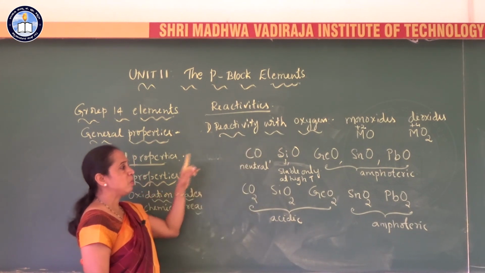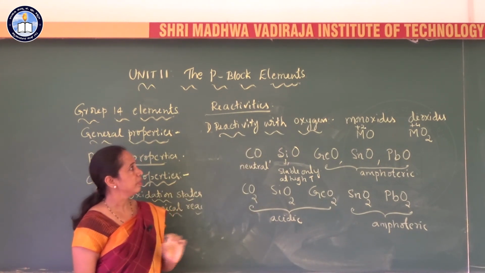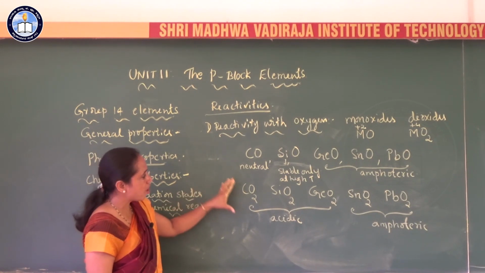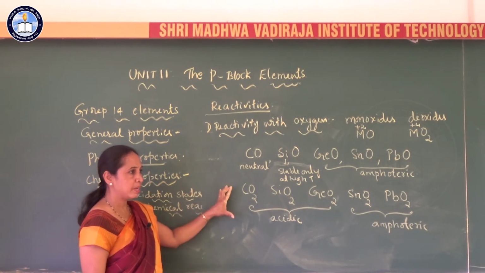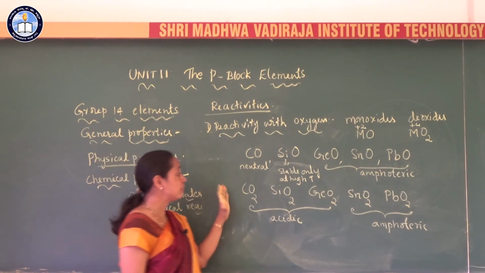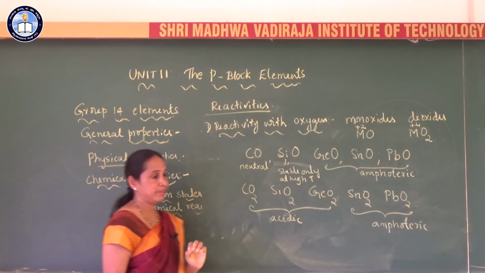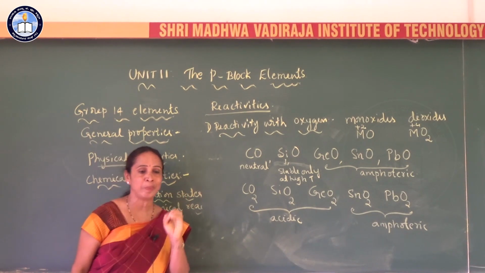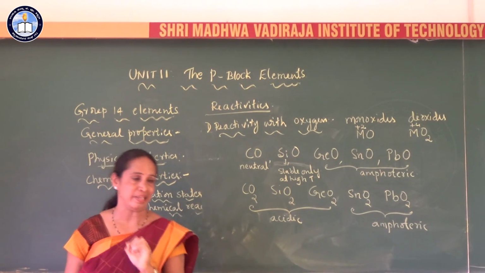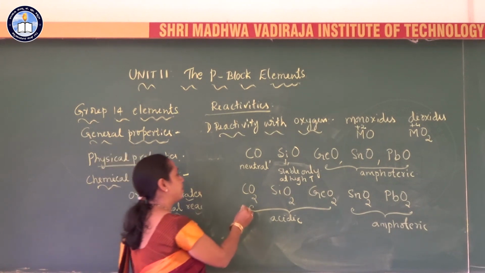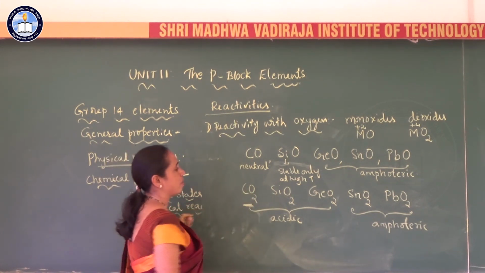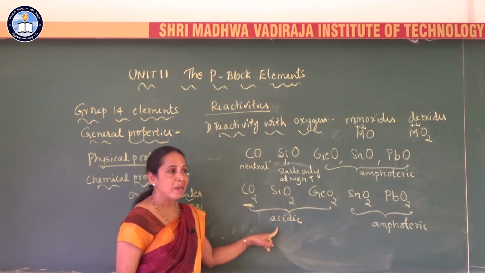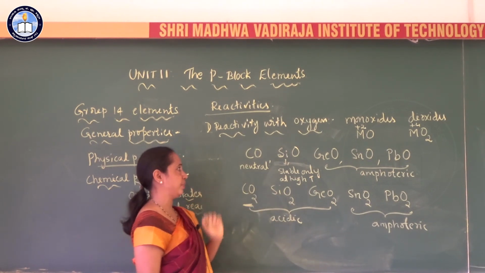One of the possible questions for an examination: name the oxide formed by 14th group elements which has the highest acidic nature. The most acidic oxide formed by 14th group elements is nothing but carbon dioxide. So among these, carbon dioxide is found to be highly acidic in nature.